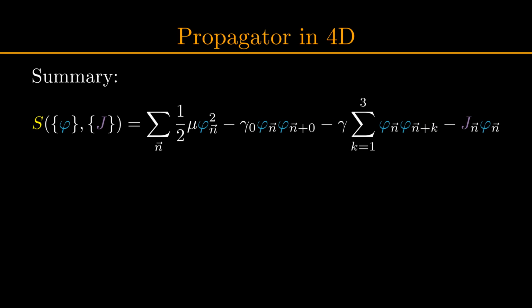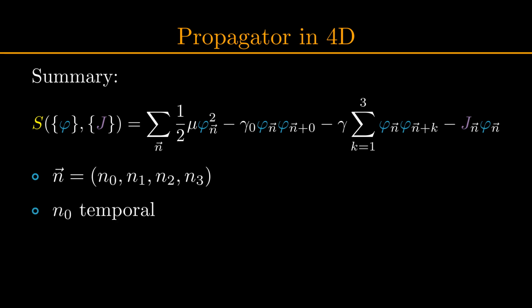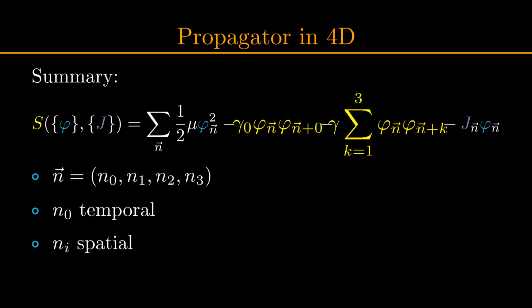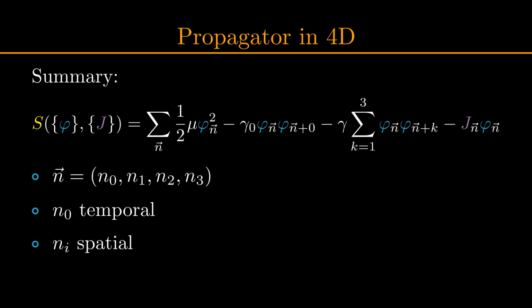We do this by writing our field phi n as phi of vector n, where vector n denotes a 4-dimensional array of numbers n0, n1, n2 and n3. Here n0 will denote the time dimension and ni denote the spatial dimensions. Just as in the 1-dimensional case, we introduce interaction terms between neighboring fields, and we make a distinction between temporal and spatial interactions by giving the temporal interactions a coupling constant of gamma 0, and for the 3 spatial interactions we simply use the same gamma again.